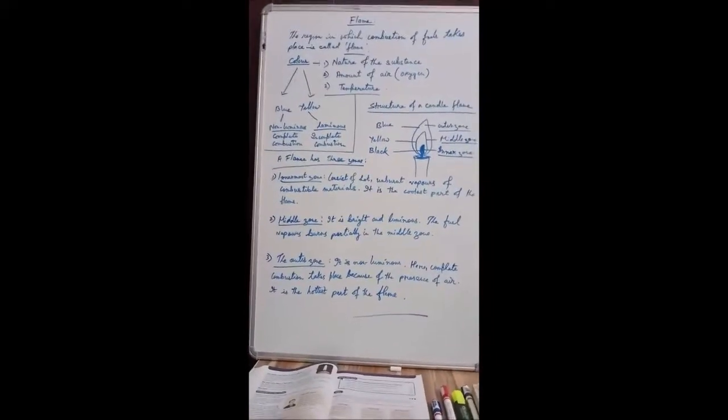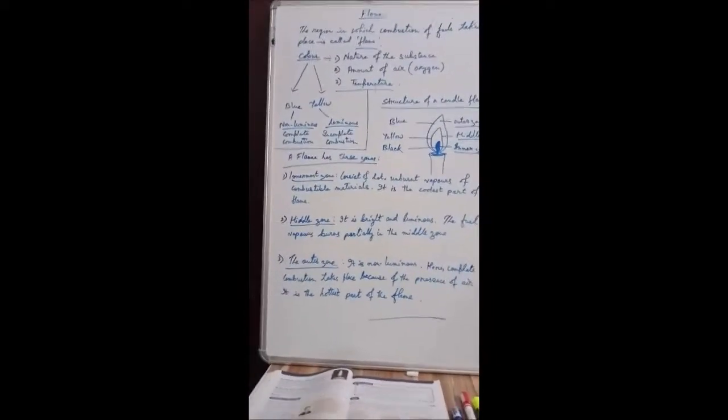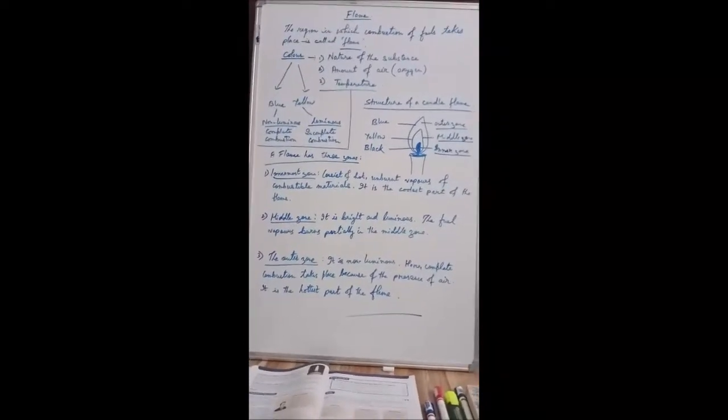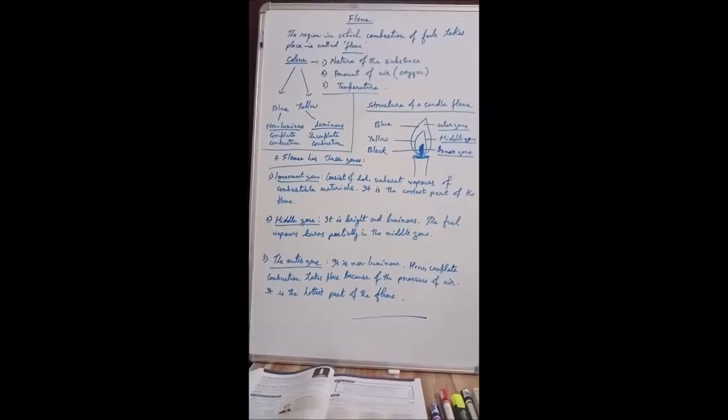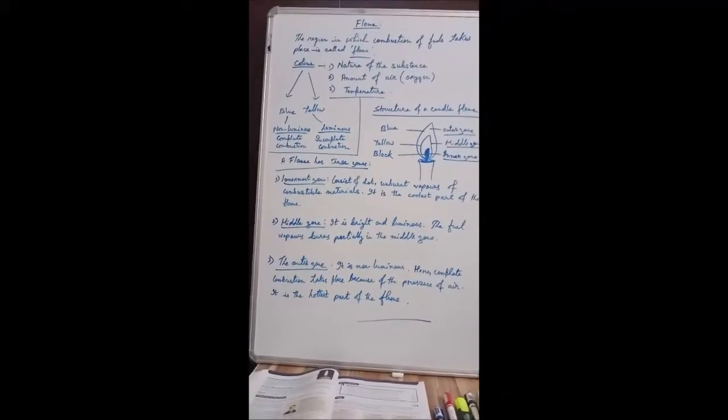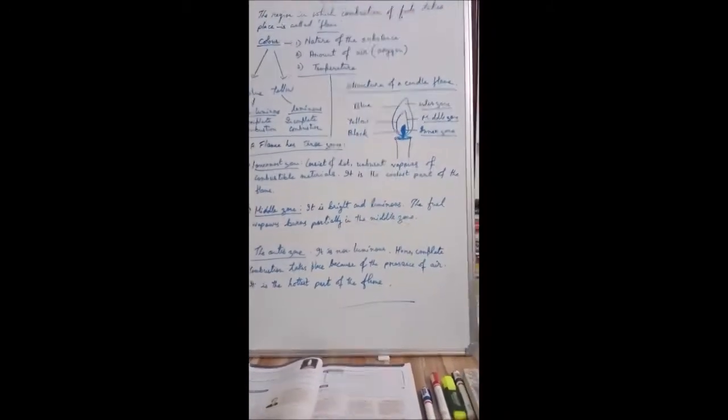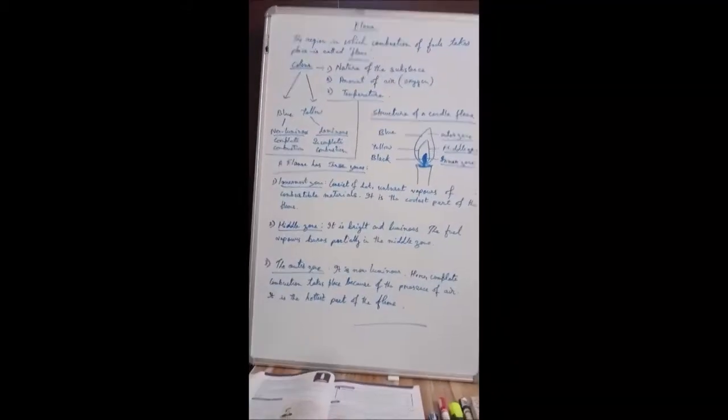Firstly, the innermost zone. The innermost zone is black in color. It consists of hot unburned vapors of the combustible material, suppose the wax here. It is the coolest part of the flame.